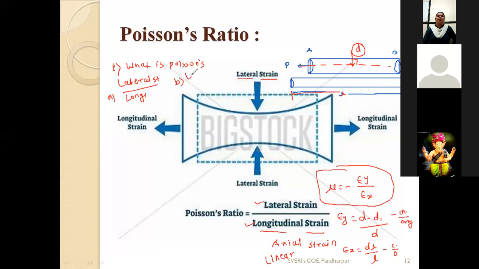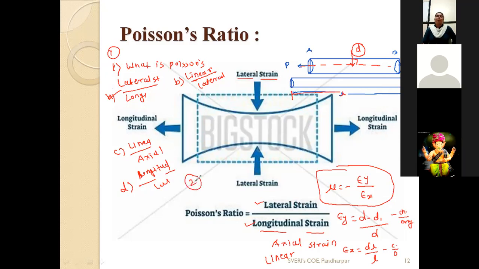Option B is given as linear to lateral. Option C is given as linear to axial. And maybe option D is given as longitudinal to lateral. At that time you have to choose the correct answer. So please remember: lateral to linear, or longitudinal, or axial. Definitely one question is going to be asked. This is the first question. Now I will tell you the second question.